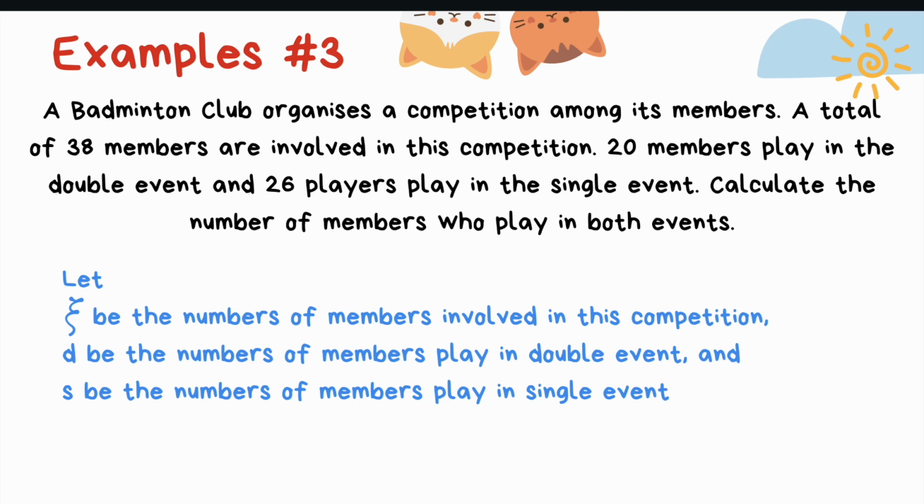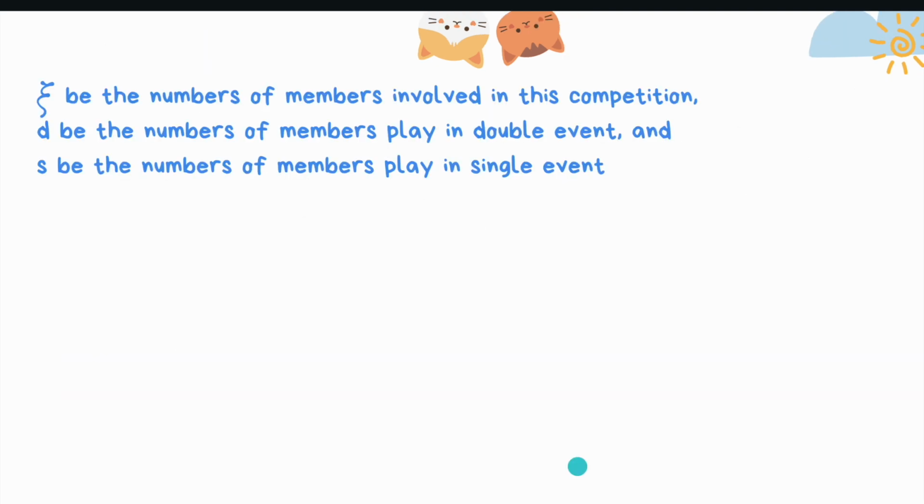It is asking us to calculate the number of members who play in both events, meaning the number of elements in the intersection between sets S and D, which can be written as this. The n outside of the bracket refers to the fact that we are looking for the number of elements in the set, not the list of elements itself. Now we are done with the parameters.